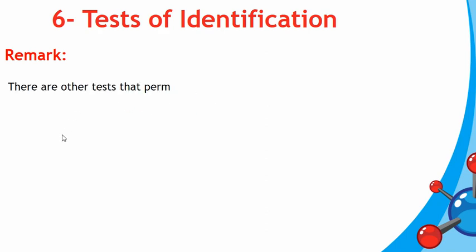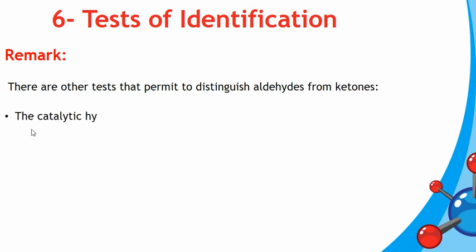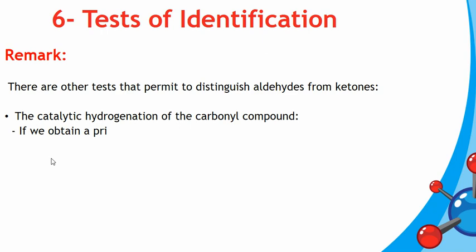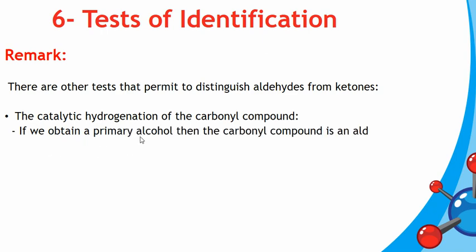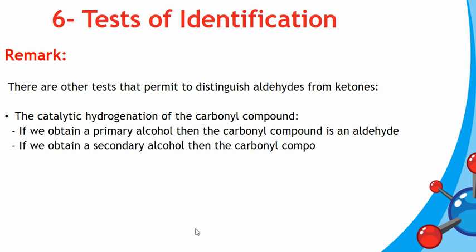Remark: there are other tests that permit to distinguish aldehydes from ketones. Theoretical test: if we realize the catalytic hydrogenation of the carbonyl compound, we have 2 possible products. If we obtain a primary alcohol, then the carbonyl compound is an aldehyde. If we obtain a secondary alcohol, then the carbonyl compound is a ketone.